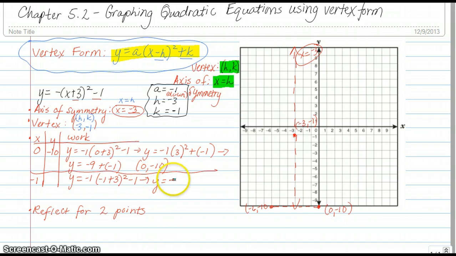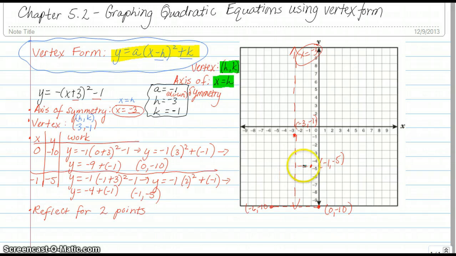Y equals negative 1 times negative 1 plus 3 is 2, 2 squared. I'm going to change that to plus a negative 1, just like I did in the previous one. Let's fix that, negative 1. And then we got 2 squared, which is 4, times negative 1, which is a negative 4, plus negative 1, to -5. So the ordered pair is -1, -5. We're plotting that. -1, -5.